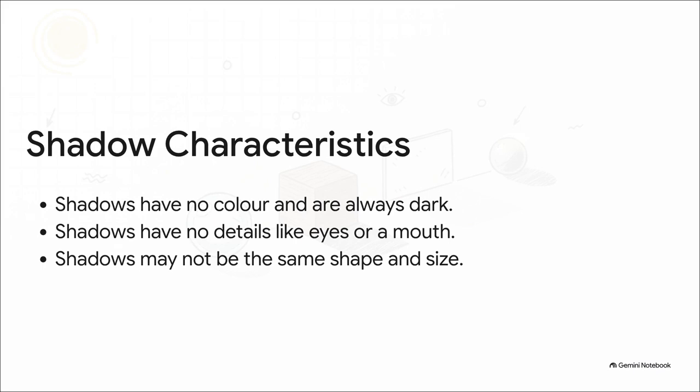But here's the thing, shadows have some really quirky characteristics. Because they are literally just missing light, shadows have zero color. They are always dark. Plus, they don't have any internal details. You could be wearing the brightest, craziest patterned shirt, giving a huge smile, but your shadow isn't going to show your eyes, your mouth, or your clothes. And on top of that, a shadow might not even be the same shape or size as the object casting it. It can stretch way out or shrink way down.